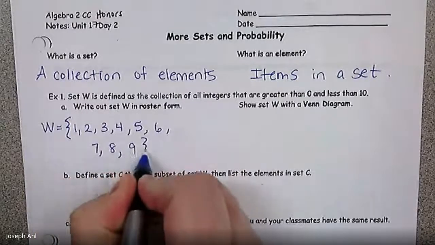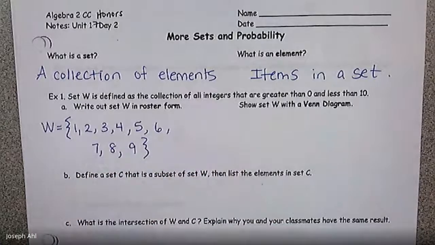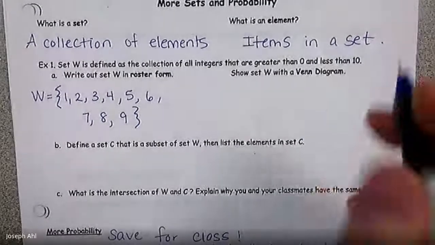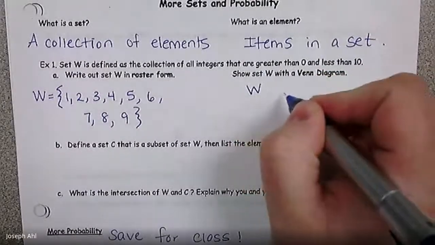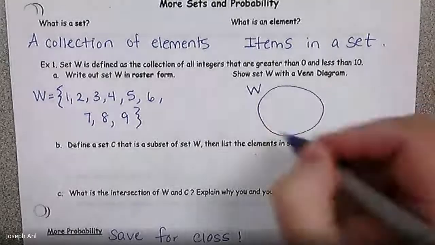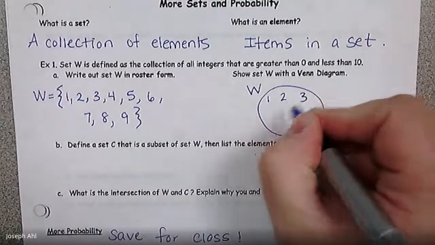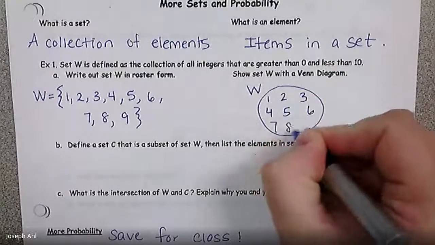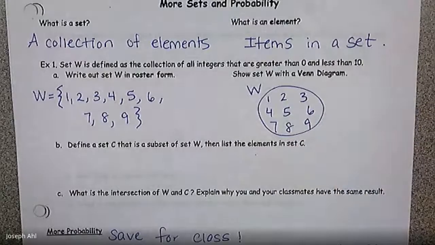Carry my set down here. Set W in roster form might look something like this, just a list of the numbers that are elements of that set. Then it says show set W with a Venn diagram. A Venn diagram, I usually think about two different sets, and there may be some intersection in between, although they don't have to intersect. But because we're only talking about one set of information, set W, we'll do one circle with all those elements in it. So 1, 2, 3, 4, 5, 6, 7, 8, 9. Not the most exciting Venn diagram we've ever seen, but starting to build that concept there.